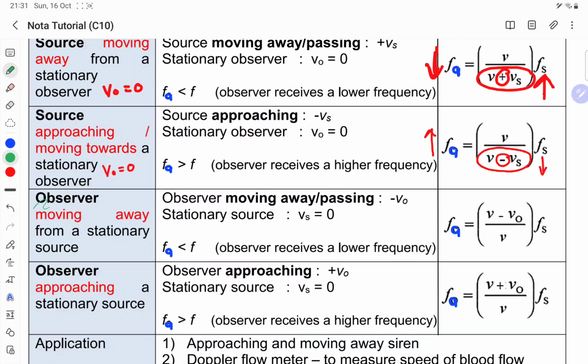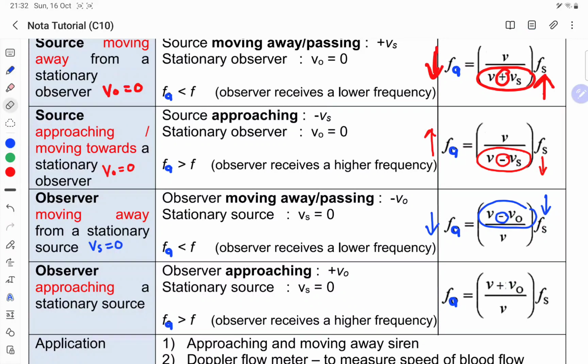Okay, next, the third situation is the observer moving away from a stationary source. So now the stationary source means Vs is equal to 0. So we don't have to put the Vs in the equation. This one is no need. And as the observer is moving away from the stationary source, the apparent frequency received by the observer is decreasing. For that to become decreasing, the numerator should also be decreasing. So we need the negative sign over here.